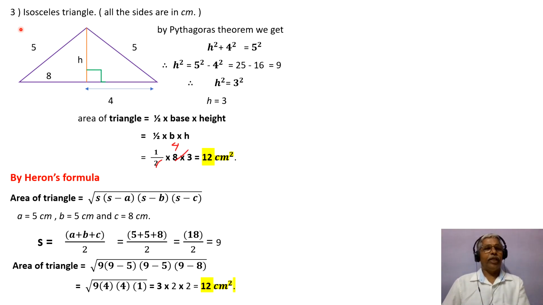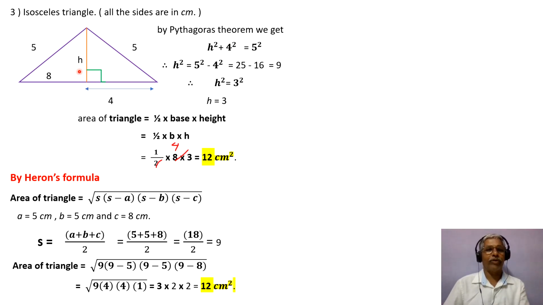And now the isosceles triangle, all the sides are in centimeters. Isosceles means two sides are equal and this is not equal. So this is 5, this is 5, and this is 8. So by the old method, we have to find h. That means we are taking this as 4, h.